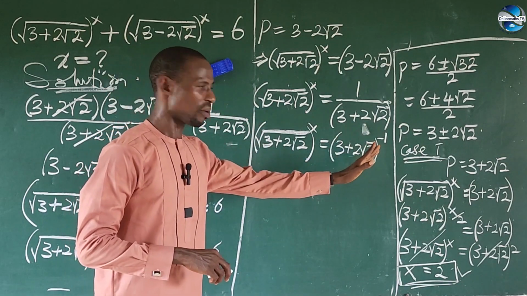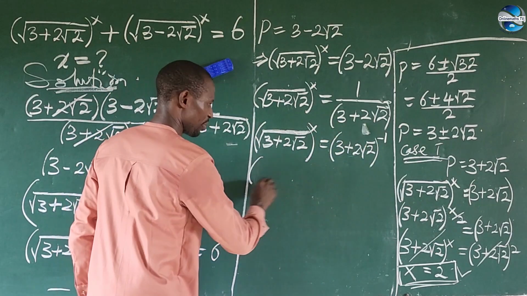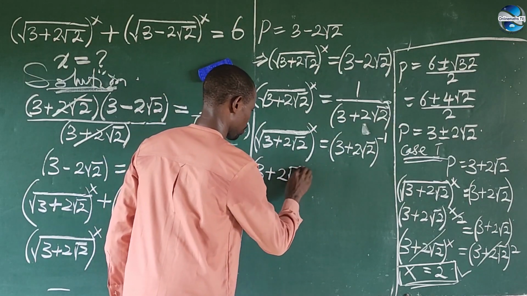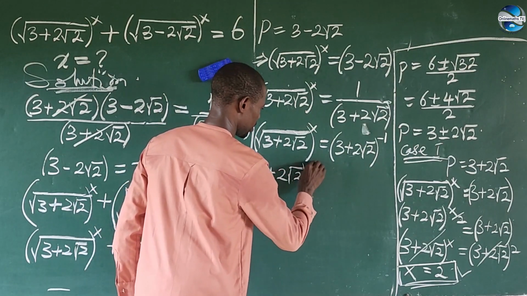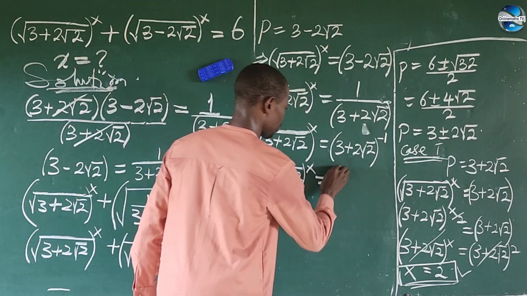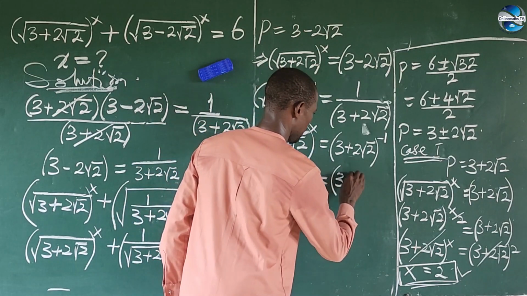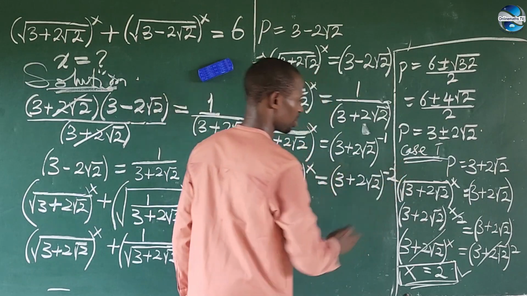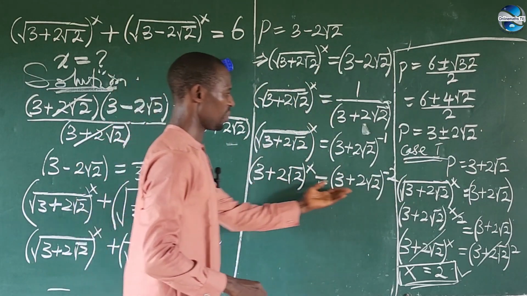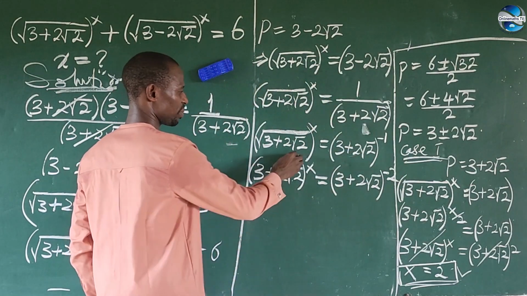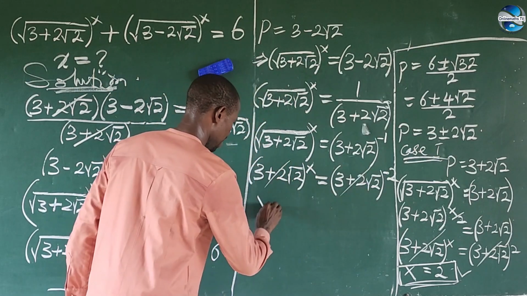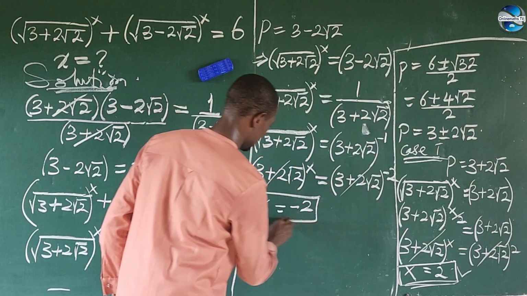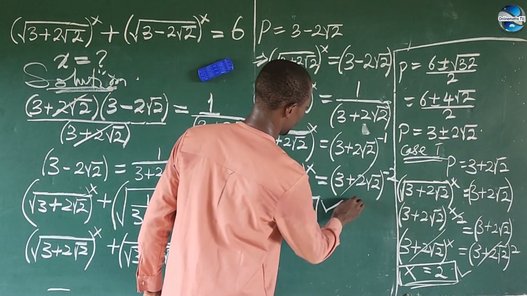Again, we eliminate this radical. We take the square of both sides. If you square both sides, like we did the other time, this will now give us bracket 3 plus 2 root 2, close bracket, to the power of x, is equal to bracket 3 plus 2 root 2 all to the power of minus 2. So the bases are the same, so we can equate the exponents. So we now have x is equal to minus 2. This is the second value for our x.